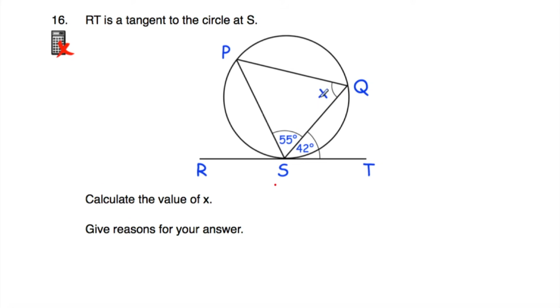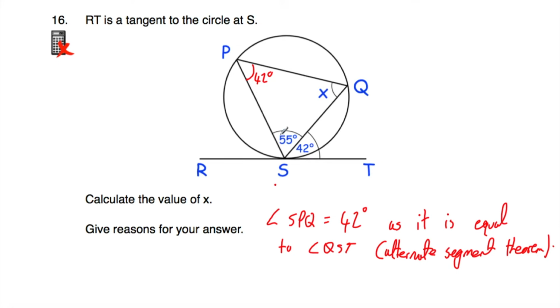So if we want to find the size of this angle, I'm looking at this and I notice we've got a tangent and then we've got this triangle. So I'm thinking of the alternate segment theorem, and the angle here between the tangent and the triangle will be equal to the opposite angle inside the triangle. So this angle here will be 42 degrees. So let's write that down. The angle SPQ will equal 42 degrees. I've just written down that angle SPQ is 42 degrees, as it is equal to angle QST due to the alternate segment theorem. That angle is the same as that one because of the alternate segment theorem.